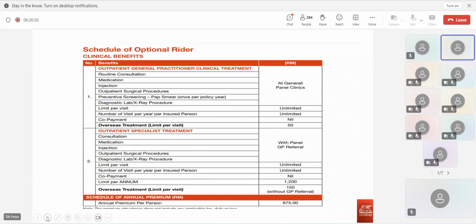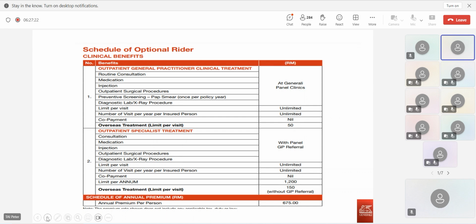So for optional, remember just now I say you can do for the optional, the clinical benefit. If you were to go for the clinical benefit, these are the premium that you have to pay per person. It's only 675 ringgit. So that means you can have plan 1 or plan 2, plan 3. It doesn't matter. You just add 675. You can have this special optional rider.